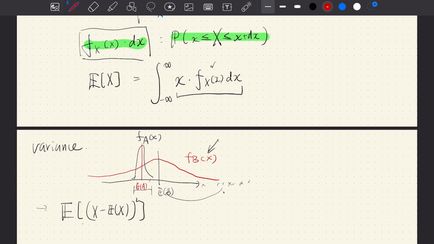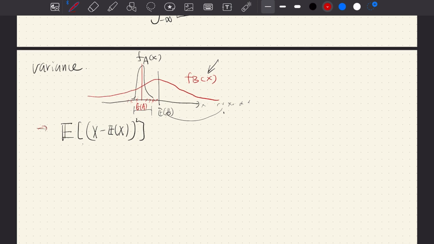So you know that no matter how you draw possible outcomes from A, it is very close to the expectation of A. So the distance between them and A, taken the square, is small. So you have a very small variance, okay?